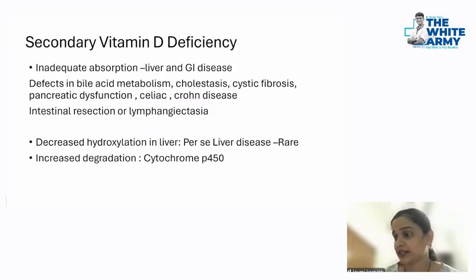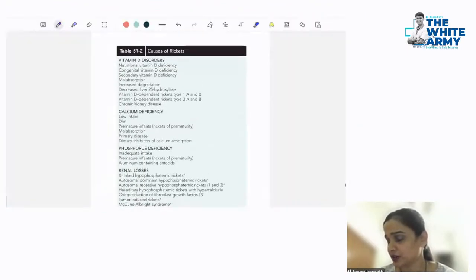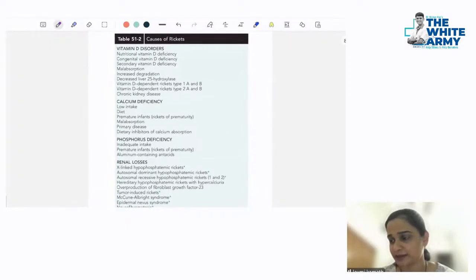So next, coming to vitamin D deficiency. Now, grossly, if you want to remember vitamin D deficiencies, the causes of rickets, this is the best table you can get to understand the causes of rickets. So here we grossly divide it into vitamin D disorders, calcium deficiency, phosphorus deficiency, or renal causes. Now, most of this is very simple to understand.